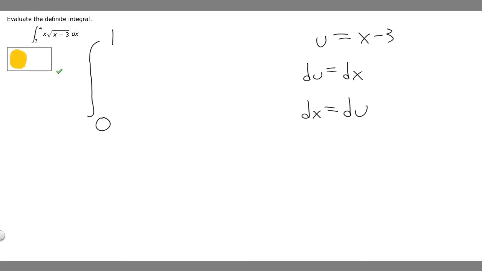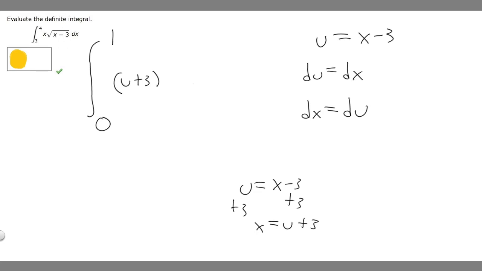And then we have x times the square root of x minus 3, but we want to replace them with u. On the outside, we have u equals x minus 3, so we want to get it in terms of x, because we have an x right here. We can just add 3 to both sides and get that x equals u plus 3. So we're replacing this x with u plus 3.